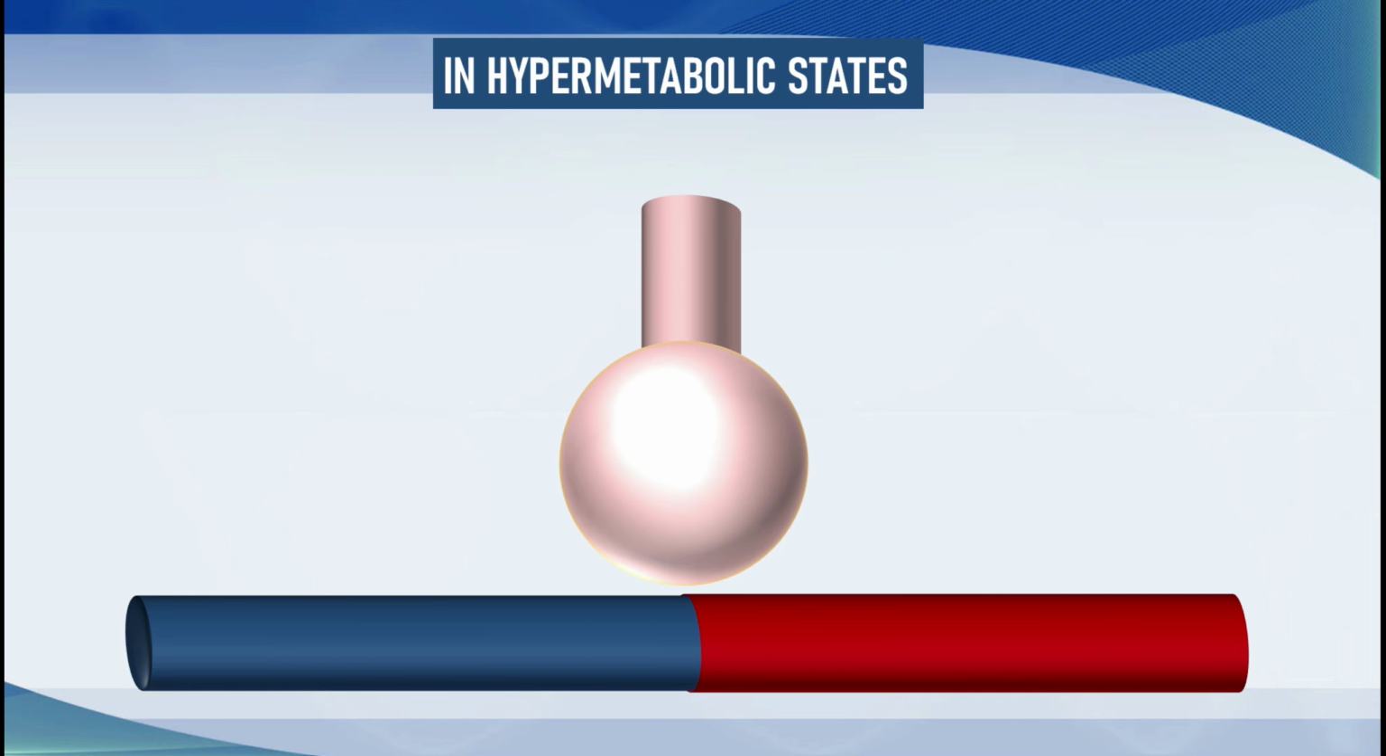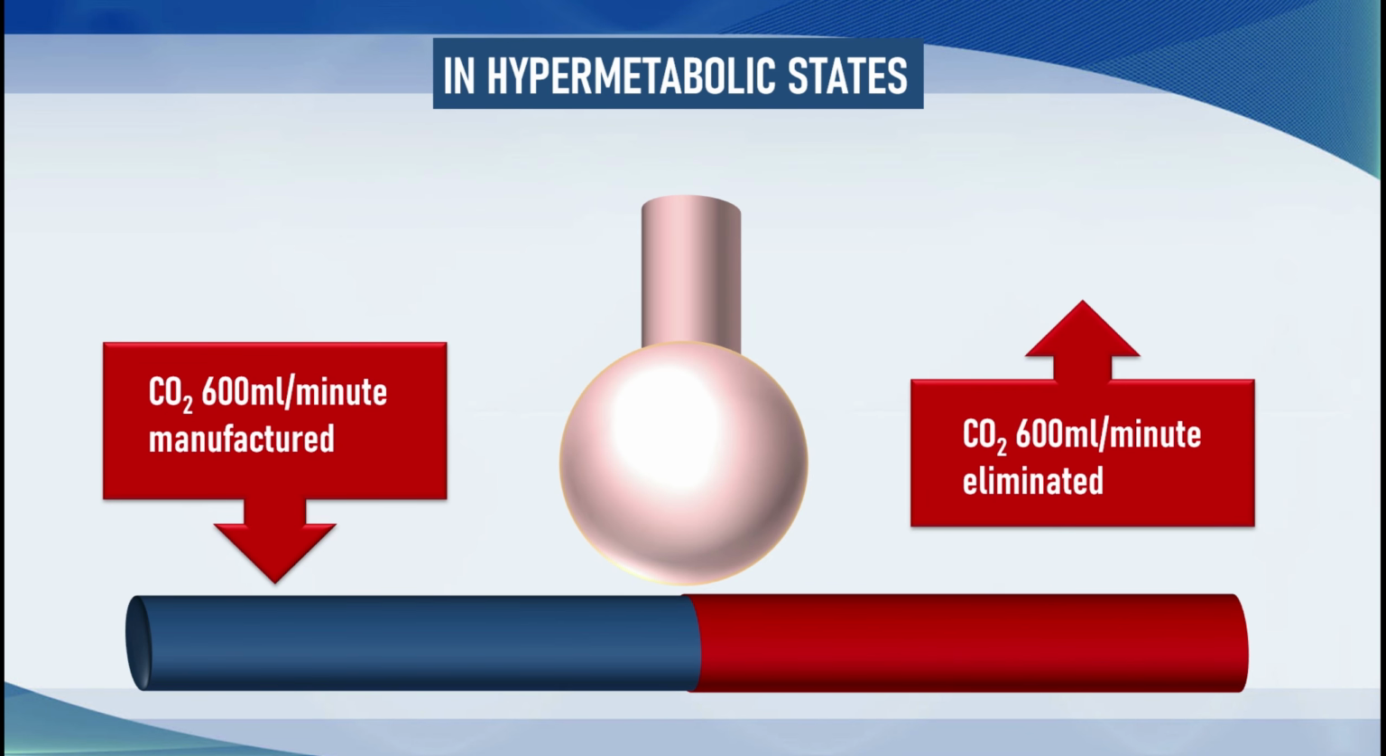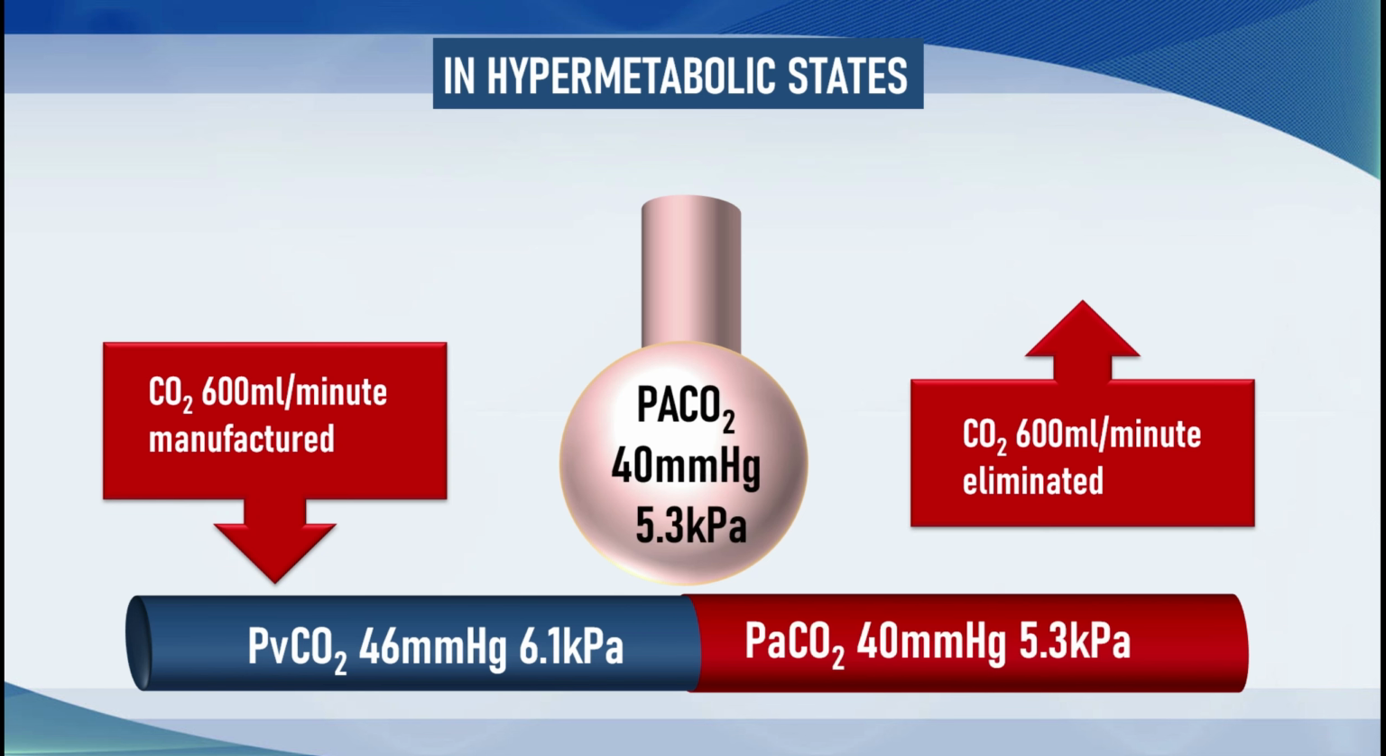In hypermetabolic states, we generate a lot more carbon dioxide, but we also eliminate a lot more carbon dioxide. And guess what? Although the partial pressure of CO2 may or may not rise in venous blood, the alveolar CO2 and the arterial CO2 remain more or less the same. The total alveolar ventilation increases substantially nevertheless.